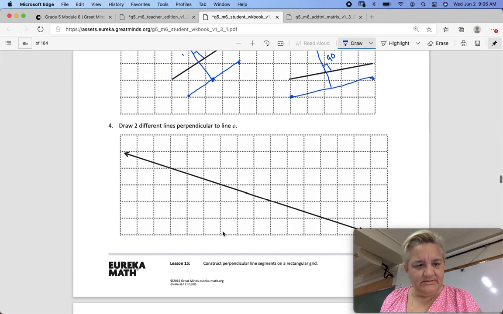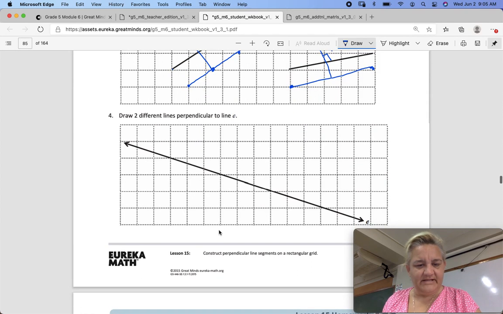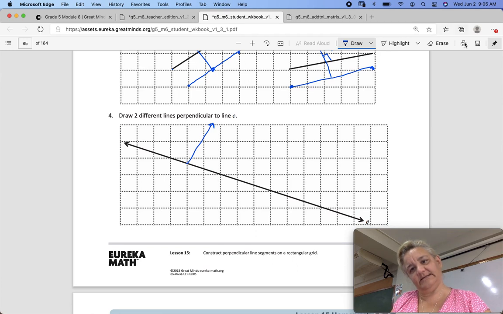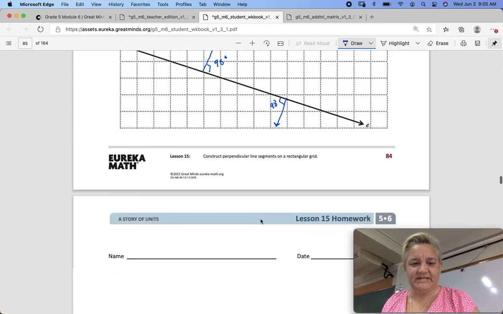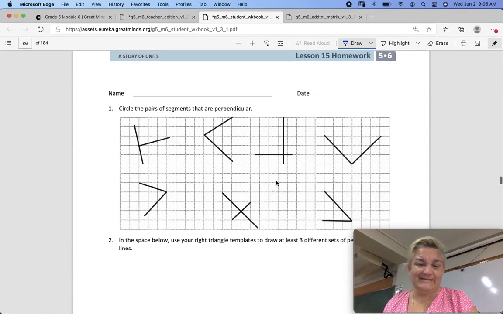Draw two different lines perpendicular to E. So I want to draw a 90-degree angle here. Ooh, that's not 90, is it? You can use a straight edge, the corner of a book or something, the corner of a ruler. There. So this is a 90-degree angle, and that is a 90-degree angle. And those are perpendicular lines. Pretty easy today, super easy.